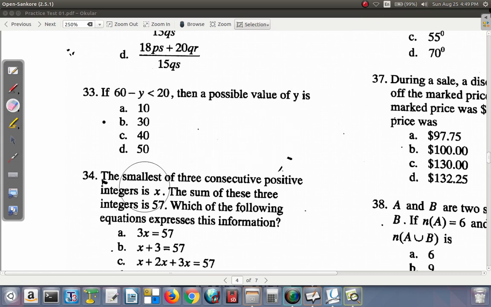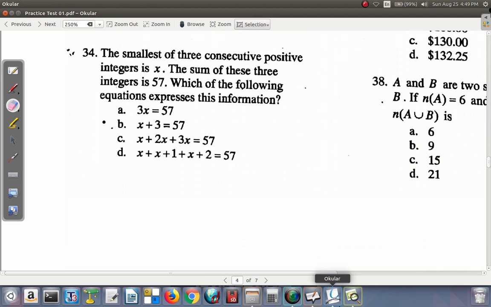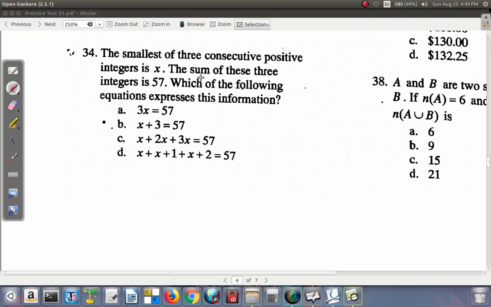We're going to look at question 34. Question 34, it says the smallest of three consecutive positive integers is x. The sum of these three integers is 57.